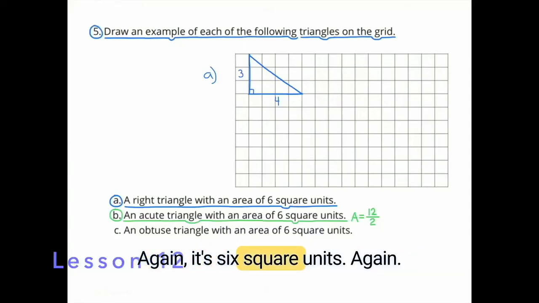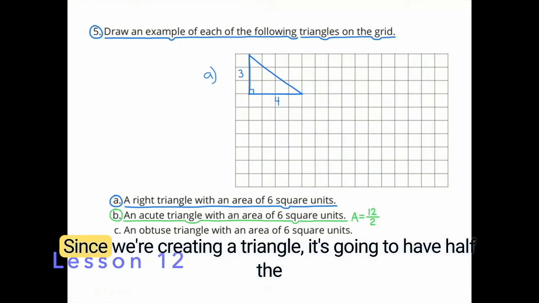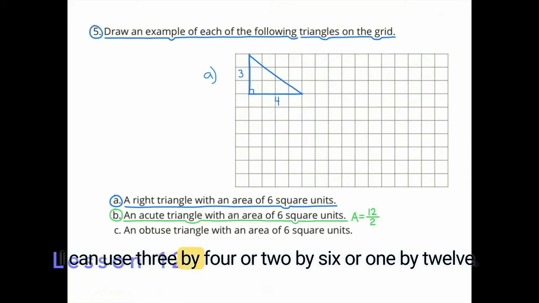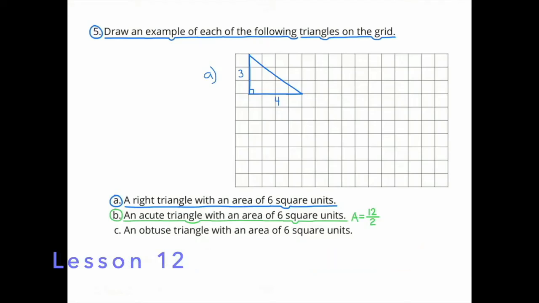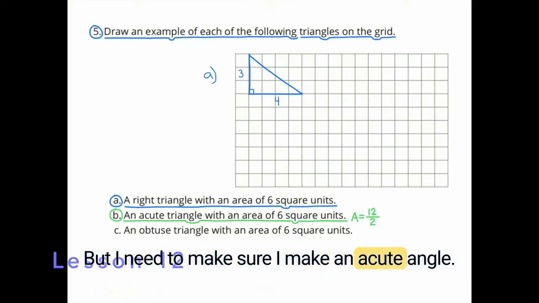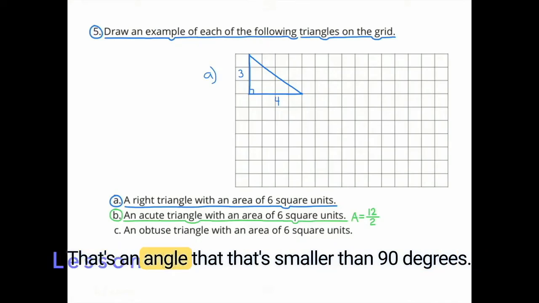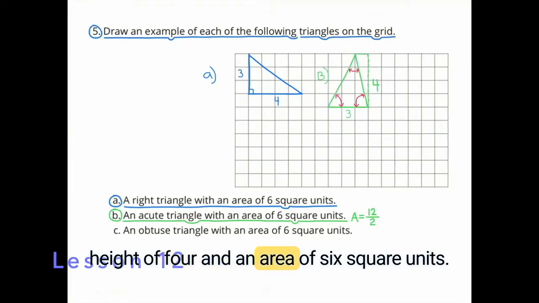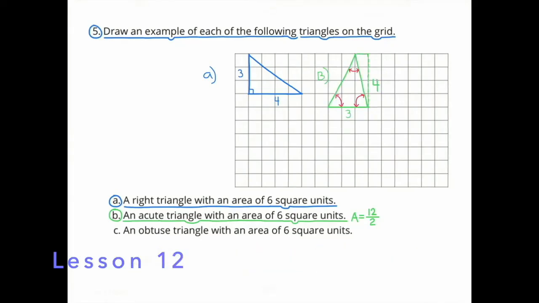Again, it's 6 square units. Again, since we're creating a triangle, it's going to have half the area of a rectangle that has an area of 12. I can use 3 by 4, or 2 by 6, or 1 by 12. But I need to make sure I make an acute angle. That's an angle that's smaller than 90 degrees. My acute triangle has a base of 3 and a height of 4, and an area of 6 square units.